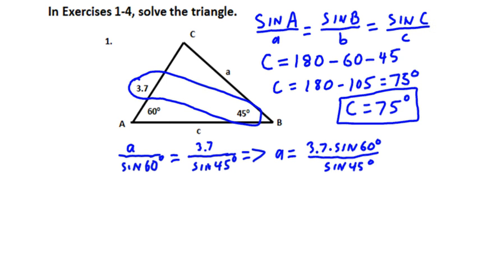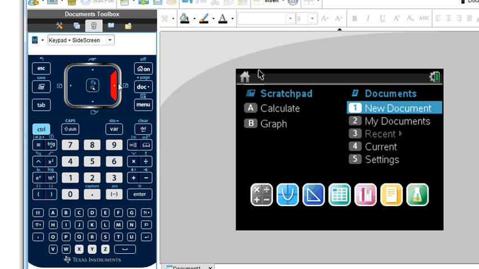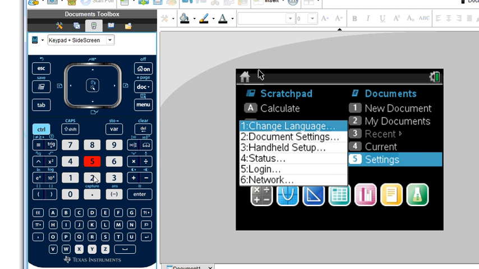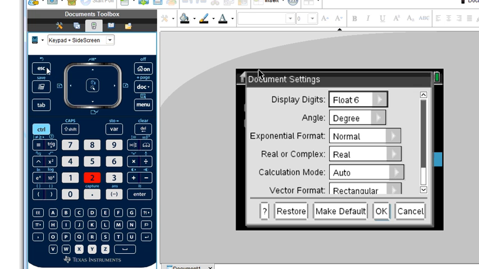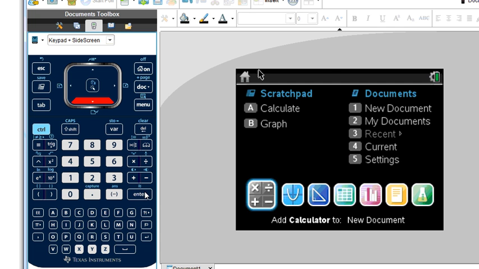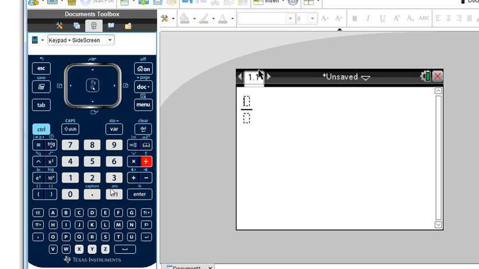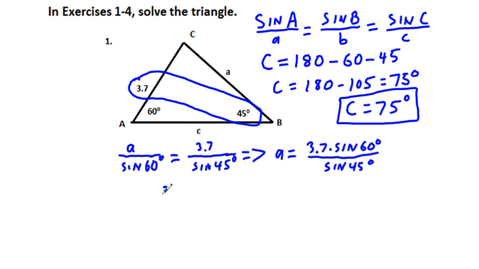And we're going to go to our calculator. The key thing in the calculator is being set in degrees mode. So I'm going to go to settings and document settings, degrees. This is the TI Inspire CX calculator. We take 3.7 times the sine of 60 degrees over the sine of 45 degrees. Looks like everything is in place, and we have a distance of 4.532, rounded to the thousandths place. So A is approximately equal to 4.532.